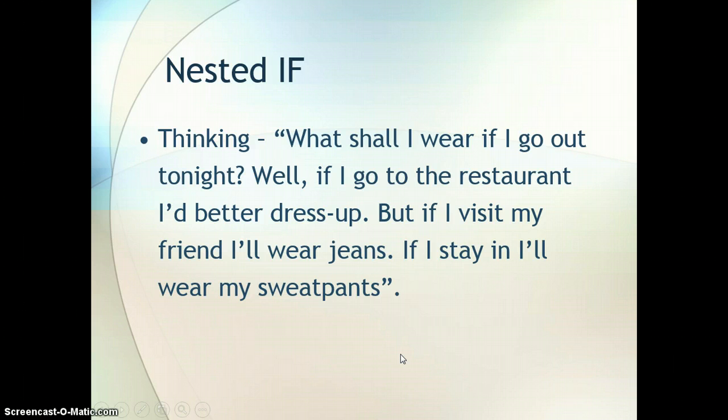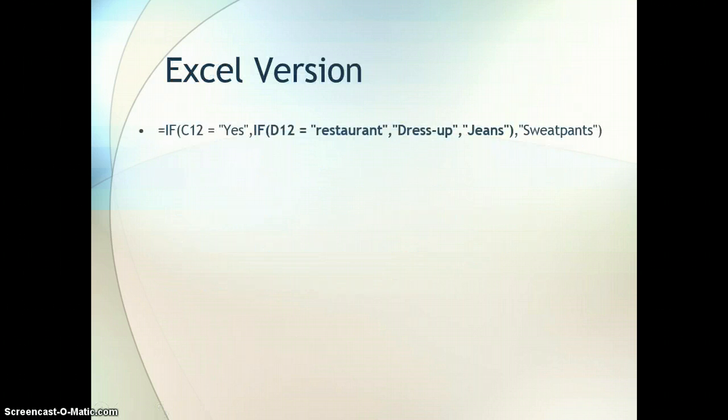Now the nested if is a little bit more complicated. Here's an example. You're sitting there thinking, well, what shall I wear if I go out tonight? So there's the first if: if I go out. Well, if I go to the restaurant, I better dress up. But if I visit my friend, I'll wear jeans. But if I stay in, well, I'll just put my swim pants on. Fairly typical range of options. Here it is in Excel.